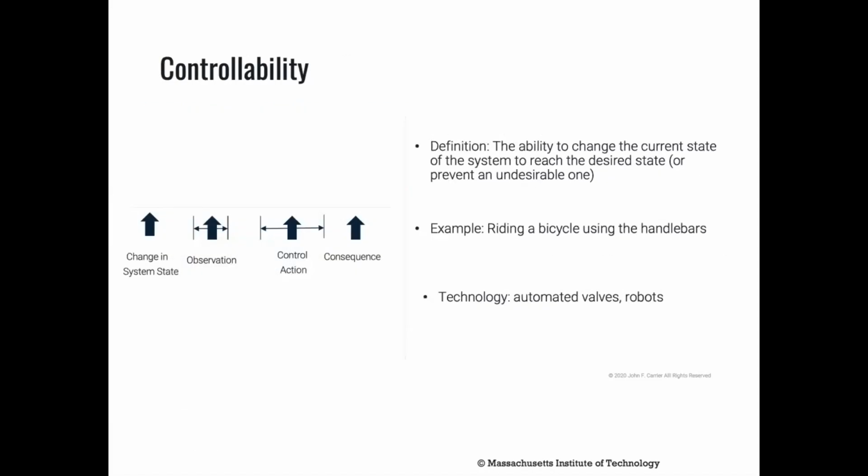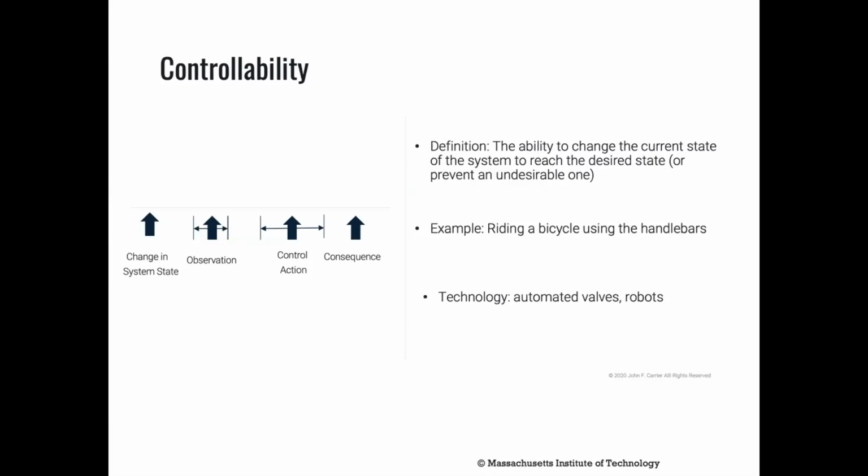Now that we have observability, the next concept is controllability. And the definition here is the ability to change the current state of the system to reach a desired state or prevent an undesirable one before the consequence. So back to our bicycle example, this is not only riding the bicycle with our eyes open, but also having a set of working handlebars.